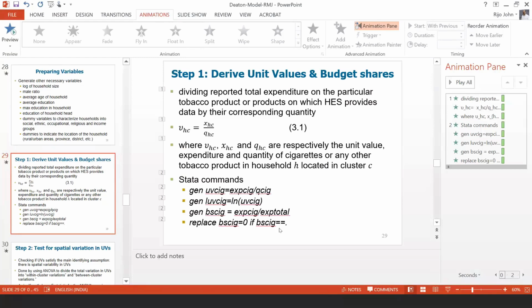But I have observed that when the number of zeros is significantly large, the distribution of budget share is so skewed, with a very large number of zeros.